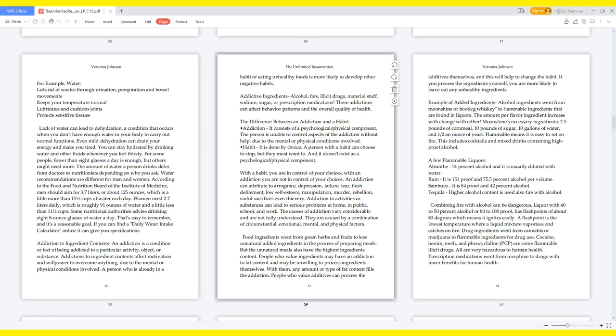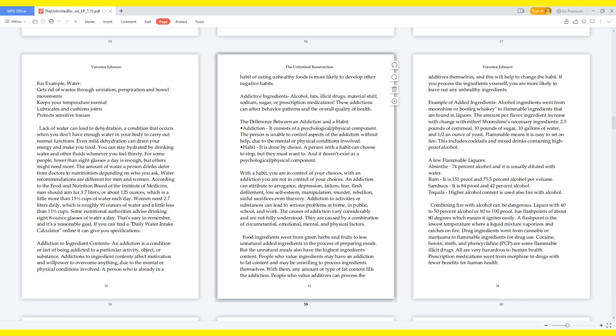Addiction to ingredient contents. An addiction is a condition or fact of being addicted to a particular activity, object, or substance. Addictions to ingredient contents affect motivation and willpower to overcome anything, due to the mental or physical conditions involved. A person who is already in a habit of eating unhealthy foods is more likely to develop other negative habits. Addictive ingredients: alcohol, fats, illicit drugs, material stuff, sodium, sugar, or prescription medications. These addictions can affect behavior patterns and the overall quality of health.